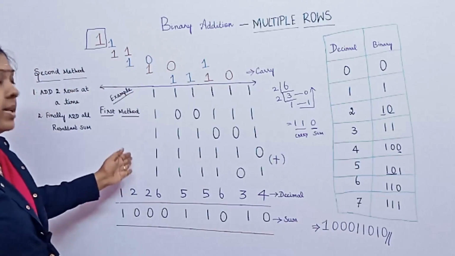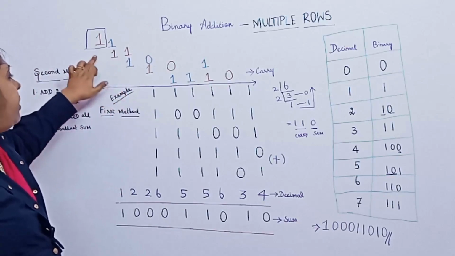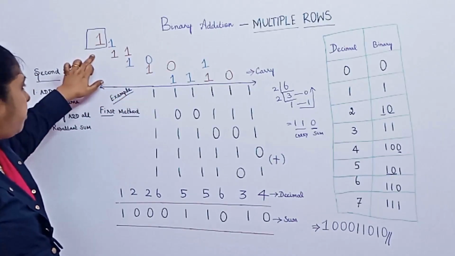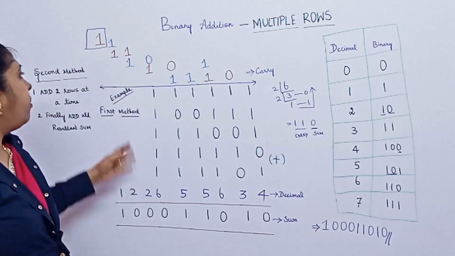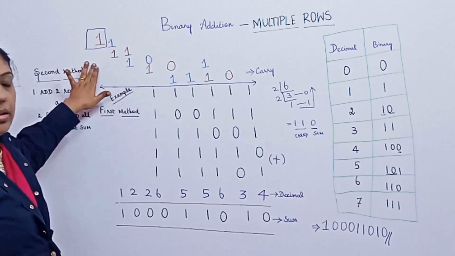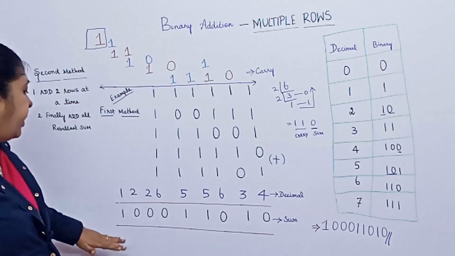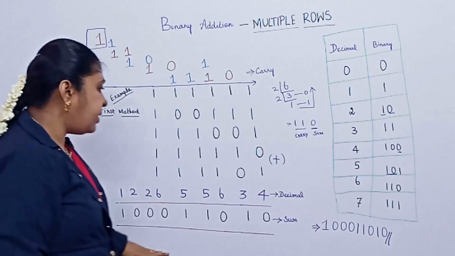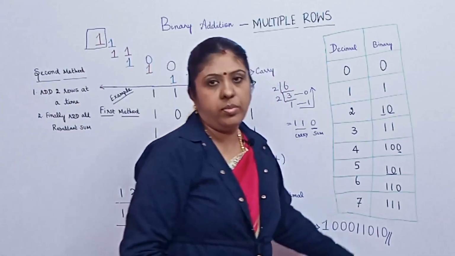Even when the numbers have been completed, the carry bit has been considered here for 3 bits. Here the numbers have been completed, but still the carry exists. So we have to consider till the final value or till the carry bit ends. So that is the final answer, and that is 1 000 110 10.